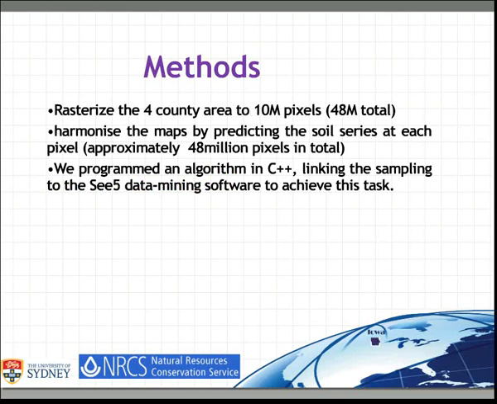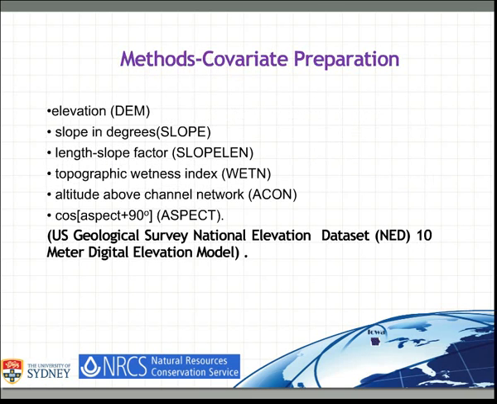They used a program in C++ and linking the sampling to a data mining software to produce this information. And Nate will get into this a little deeper in his presentation. So along with that, in the disaggregation, pulling apart the components of the map units, we provided this covariate information, and that's what is used in the data mining process. Now Nate used a similar covariate list here, and I think he's added a couple as well.